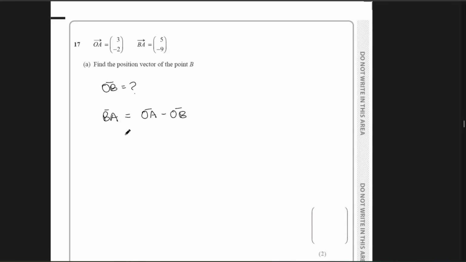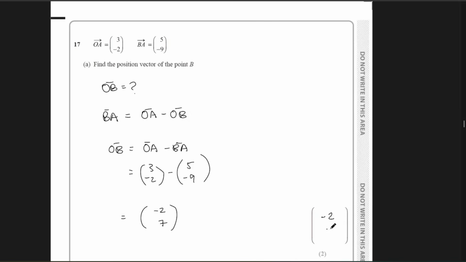All right, so we'll make OB the subject of the equation. So vector OB is equal to OA minus BA, and this is equal to 3 minus 2, subtract 5 minus 9. So this becomes 3 minus 5 is minus 2. Minus 2 minus minus 9 is equal to minus 2 plus 9, which is 7. So the answer for position vector of point B is minus 2, 7.